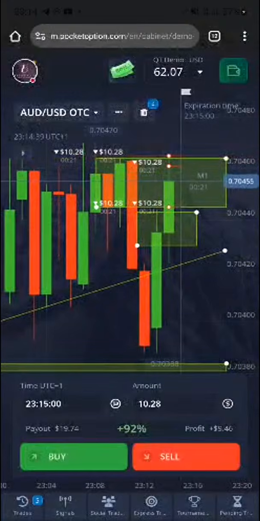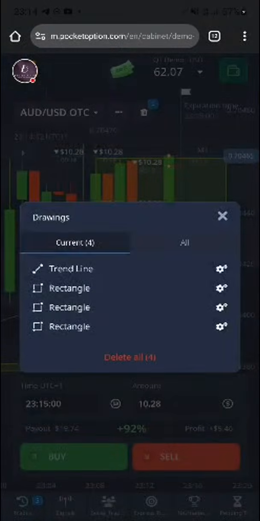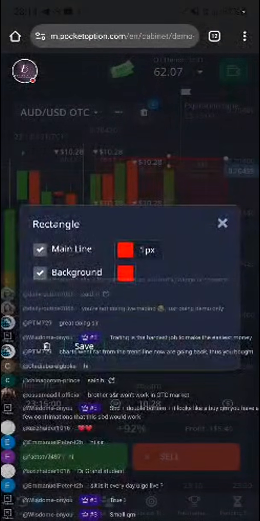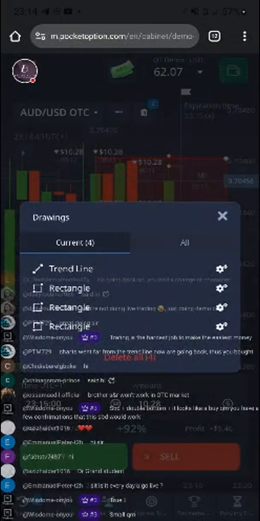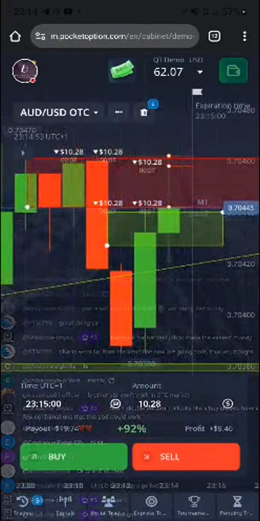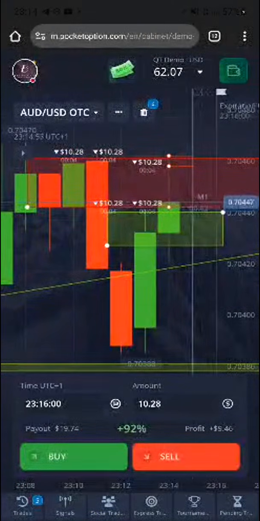Okay, I'm expecting a pullback now. Let's see if that pullback will happen. Let me mark this place quickly. It's a small QM, yes, you're correct. But I'm expecting a push to the downside, so let's see. You should give us this one too now. Come down. Come on. No problem.